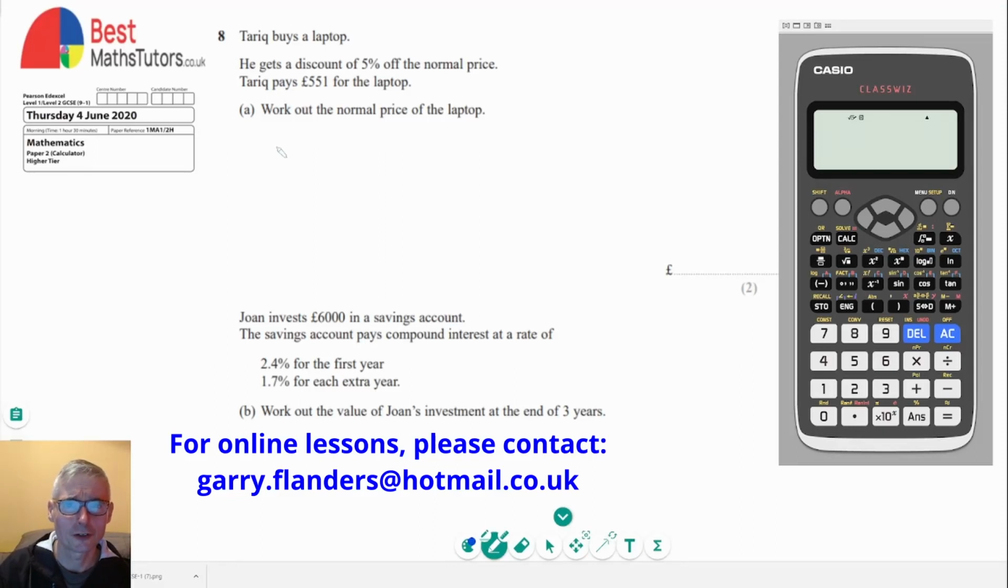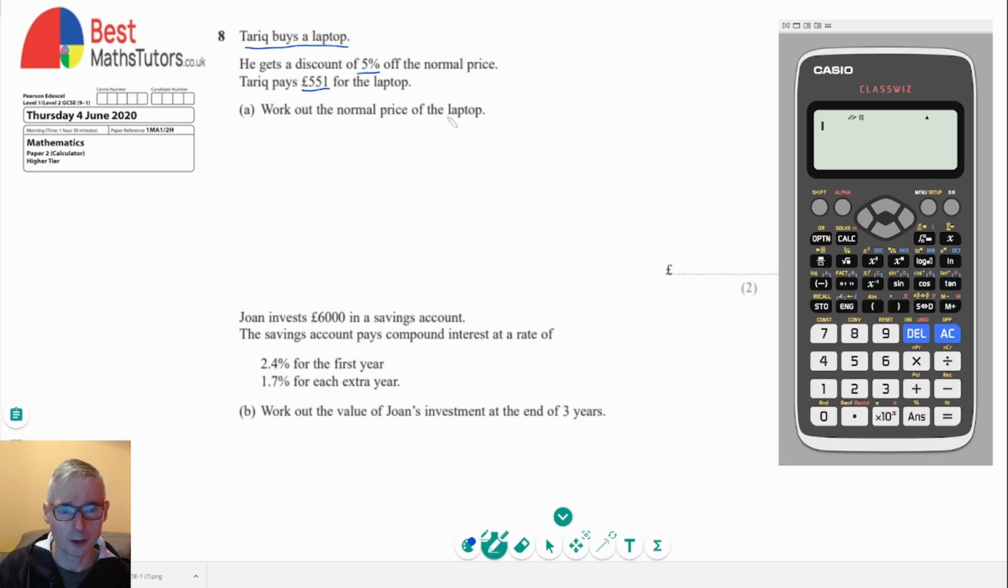This is question 8 off the Edexcel 2020 paper 2 from the higher tier, and it says that Tariq is buying a laptop and he's getting a discount of 5% off the normal price. So it says he pays £551 for the laptop, and we've got to work out the normal price of the laptop.